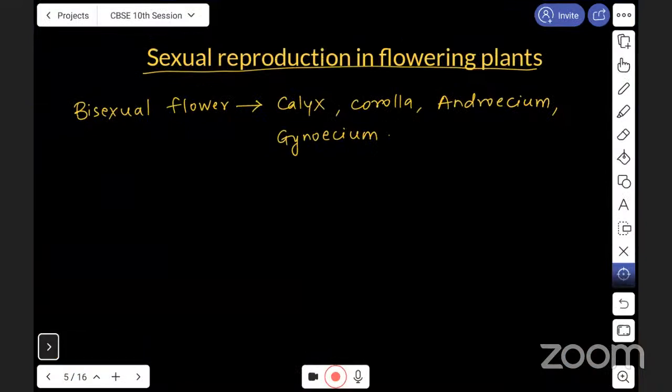Okay, let's continue now. So we have seen here flowers can be bisexual or unisexual. Bisexual flowers will have both androecium and gynoecium, that is male and female reproductive whorls. And in unisexual flowers, we have separate male and separate female flowers. That means a flower will bear either androecium or gynoecium. Okay. Unisexual flowers.